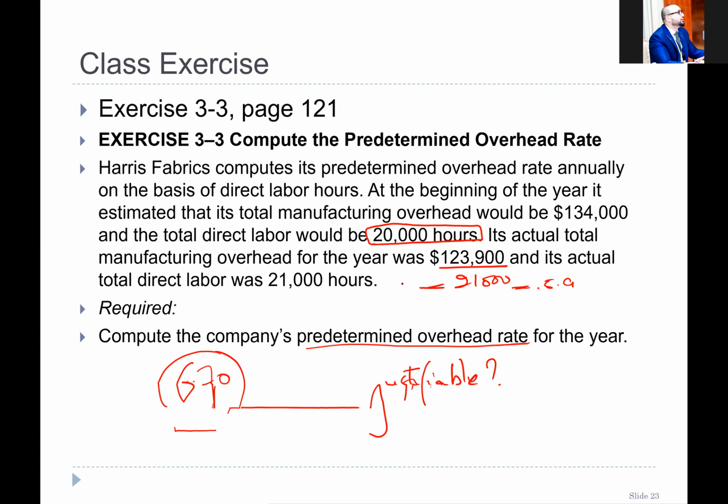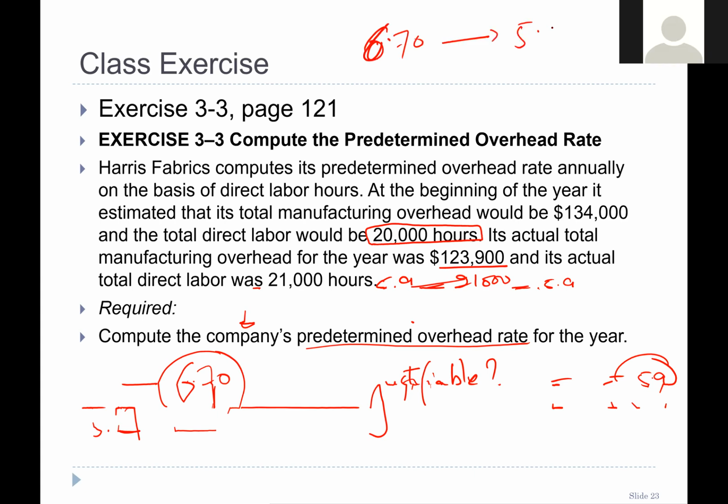Now, can you? Why can't I write it down? 5. Come on. 5.9. So can you compare 5.9 with 6.70? Can you say that our cost is lower than our estimation? Chandra, can you compare 6.70 with? That is lower than 5.9. The overestimated rate is higher than the actual, right? So you make a mistake. Oh, did I?